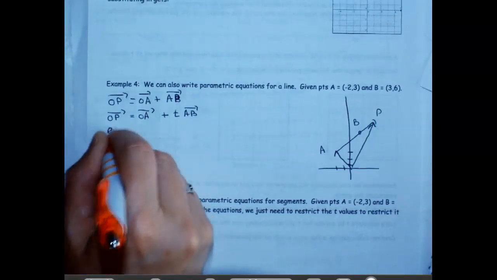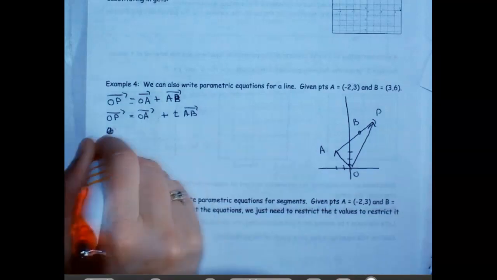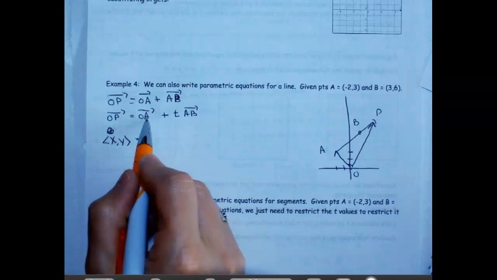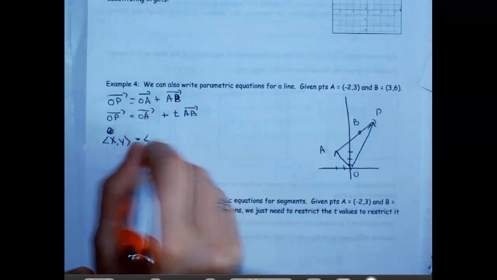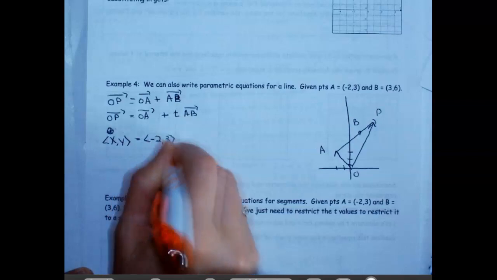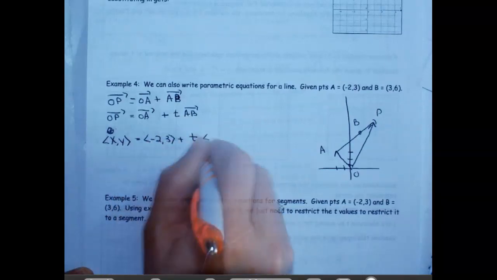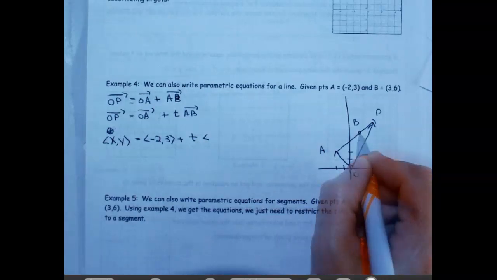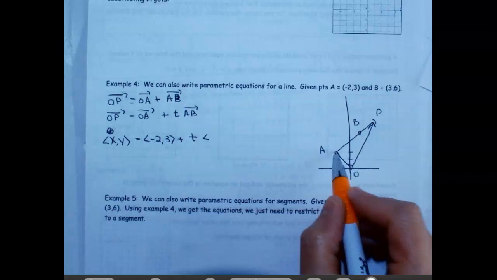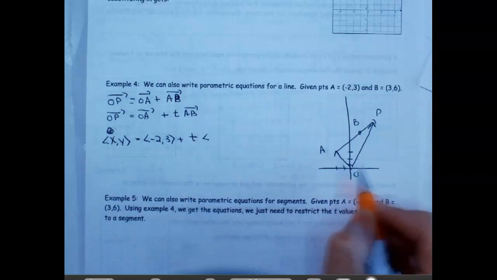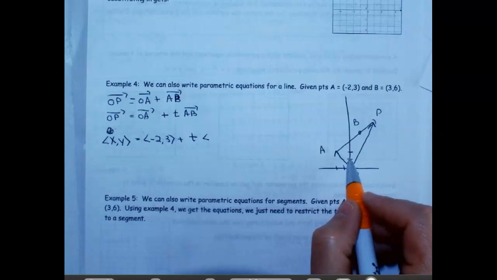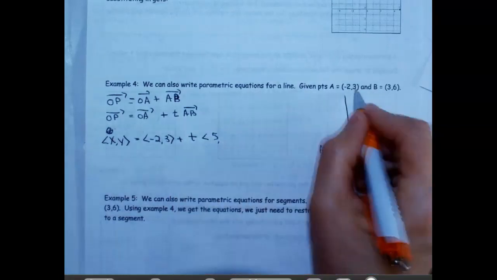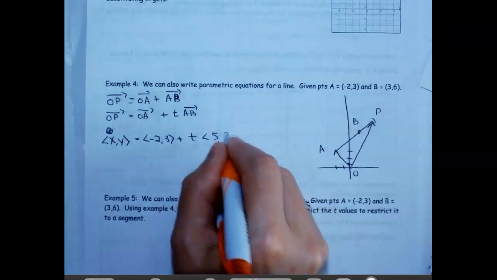So OP is what we're looking for. Here is O. So we're looking for x comma y. The components of OA would be -2, 3. We've got some scalar t, and A to B had components... So you're at -2, 3, and then you're going to 3, 6. So the components would be, from -2 to 3 is actually a 5, and from 3 to 6 is actually a 3.